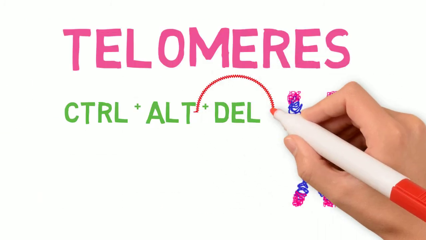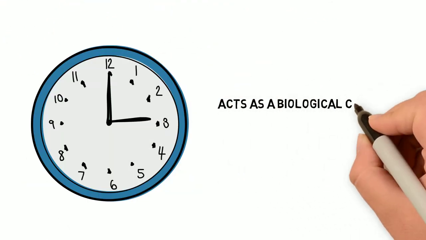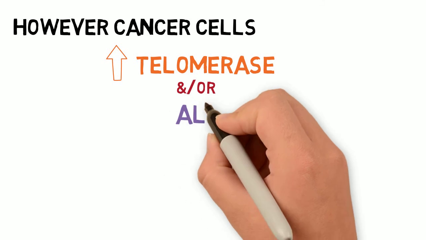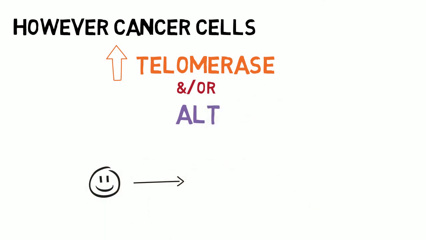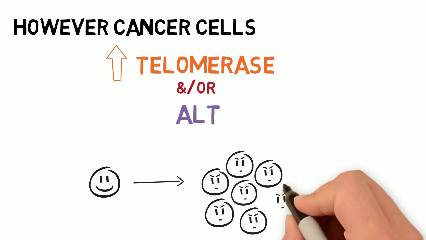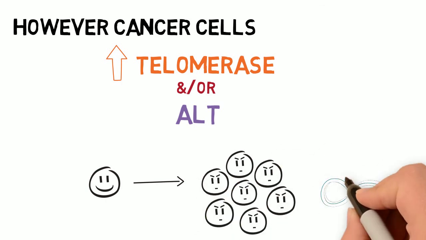So normally telomeres are deleted. This deletion acts as a biological clock for limiting cellular lifespan. However, cancer cells have high levels of telomerase and/or ALT. This aids in the transformation of normal cells to cancer cells, as it enables the cell to achieve replicative immortality.